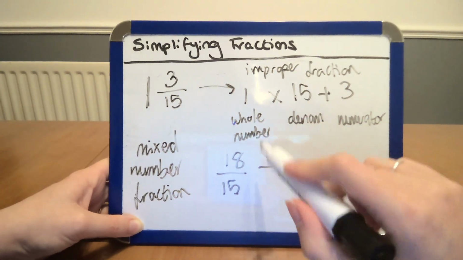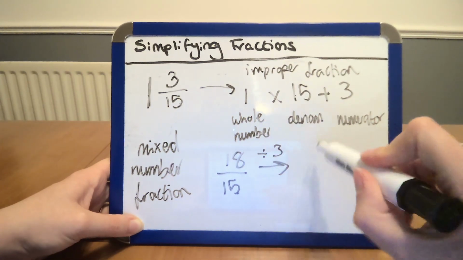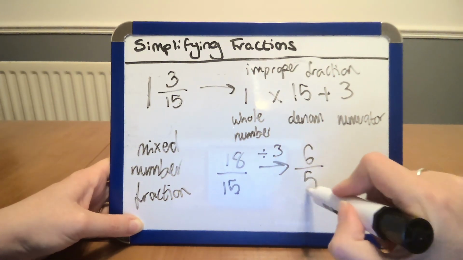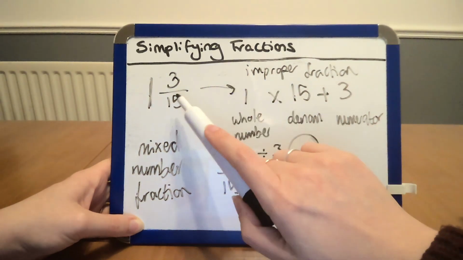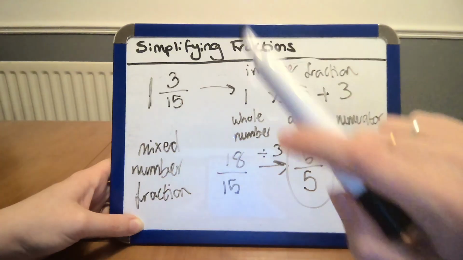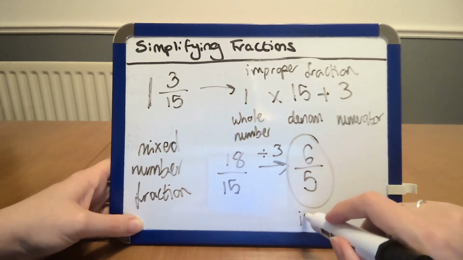And then I can simply simplify this fraction. So I'm going to take those both and divide them both by 3 to get me 6 over 5. And that is as simple as that fraction can go. So 1 3/15 as a simplified fraction is 6 over 5, and this is an improper fraction.